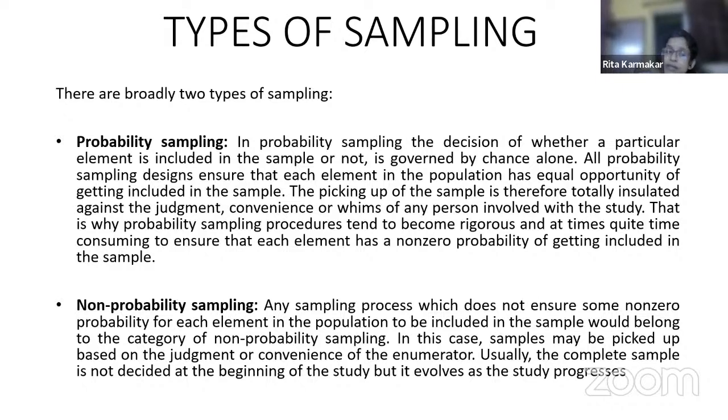Am I making sense? So in that case, you need to use non-probability sampling, where the basic feature is that random selection of the samples from the population is not followed. As a researcher, you are using your judgment, your convenience, your expertise to collect the samples from the population. Clear? Okay. Now let's move on.